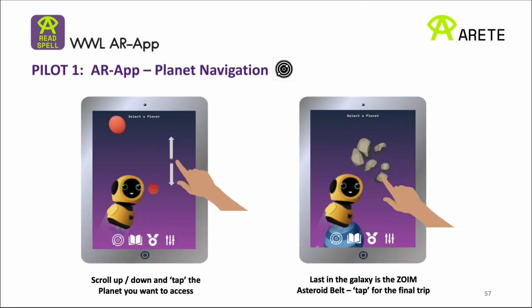When you click on the Planet Navigation icon, you enter the galaxy. You can scroll up or down to find the planet you want, then click on it. The final part of the journey is the ZOIM asteroid field. Once you click on it, it leads you through the various modules.